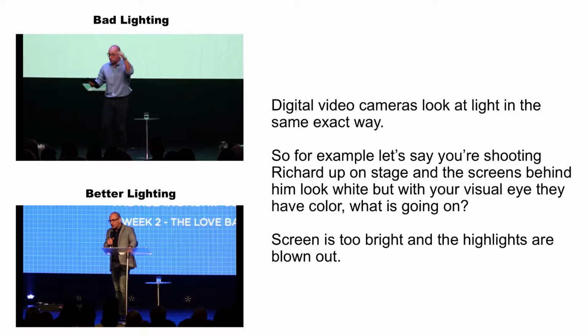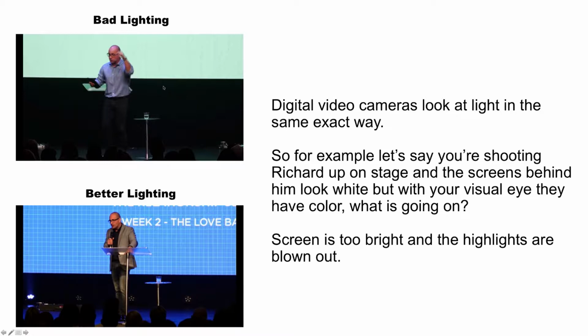So again, this is for Lifehouse Church. If, for example, you're shooting Richard up on stage and the screens behind him look white, or they're too bright, but to your visual eye they might have a color, what is going on? We had this happen a while back where the luminosity, or the brightness, of the screen behind Richard was so bright that this little bit of green ended up turning into white on the other camera. So what is actually happening is that there's overexposure.